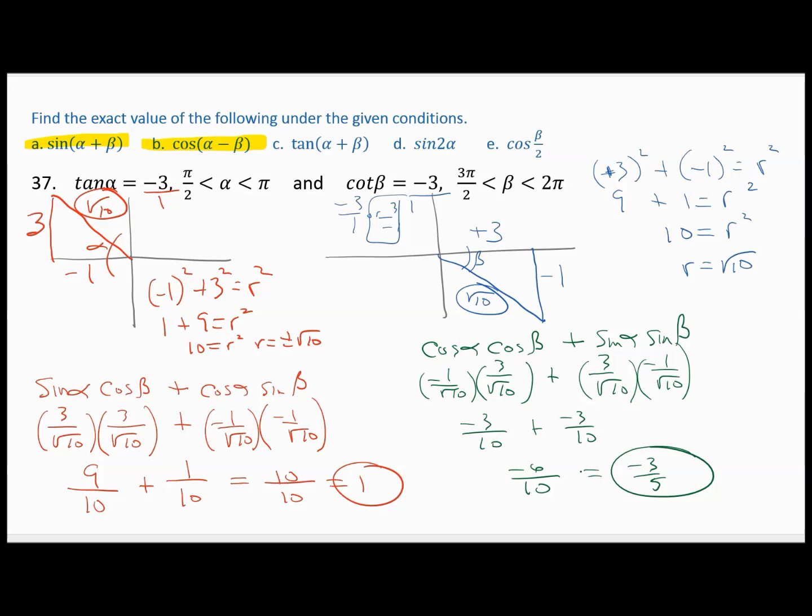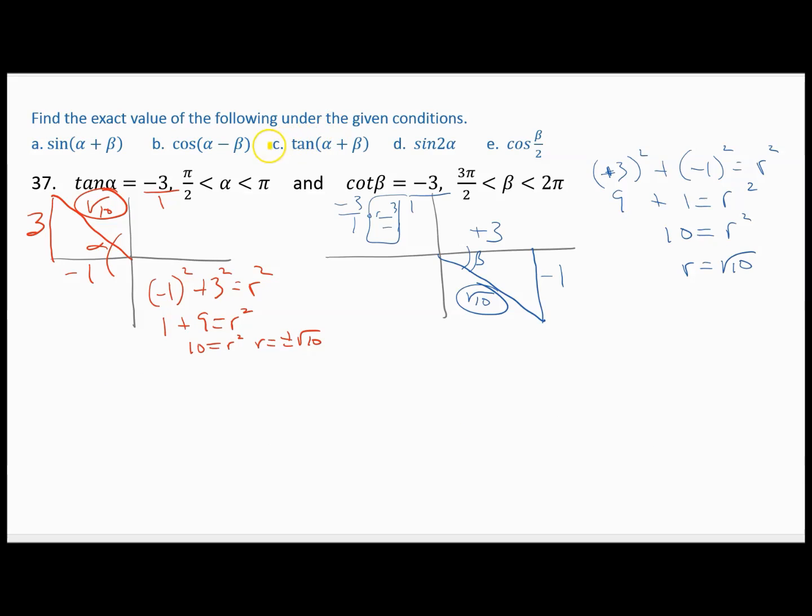So what I want to do now is erase the screen, leave my triangles up, and then we can work on C, then D, then E. Alright, so we're ready to calculate C, tangent of alpha plus beta. We need a formula for that. So it's going to be tangent of alpha plus tangent of beta divided by 1 minus, always change this operation, tangent of alpha, tangent of beta.